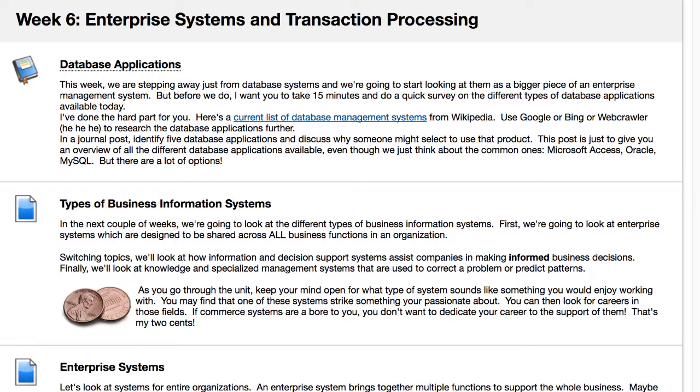But before we do, I want you to take just one last look at some of the current database management systems so that you're familiar with the names of those as you go out into the workplace. Take a look at this list from Wikipedia. It seems to be the most up-to-date list. Identify 5 database applications and discuss why someone might use one of those for a project.